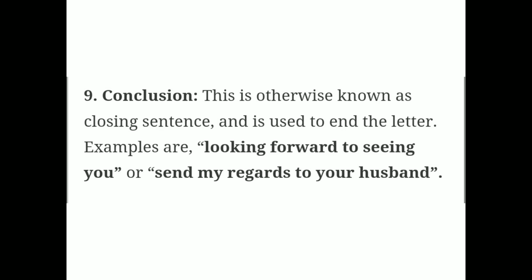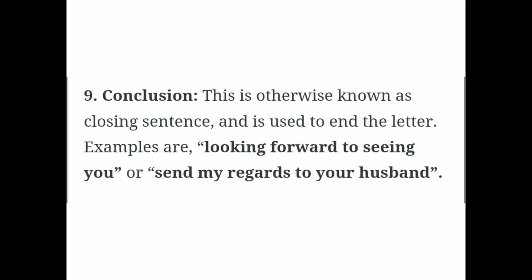Conclusion. This is otherwise known as the closing sentence and is used to end the letter. Examples are: looking forward to seeing you, and send my regards to your husband. To begin your conclusion, signal that the essay is coming to an end by returning to your overall argument. Don't just repeat your thesis statement, instead try to rephrase your argument in a way that shows how it has been developed since the introduction.